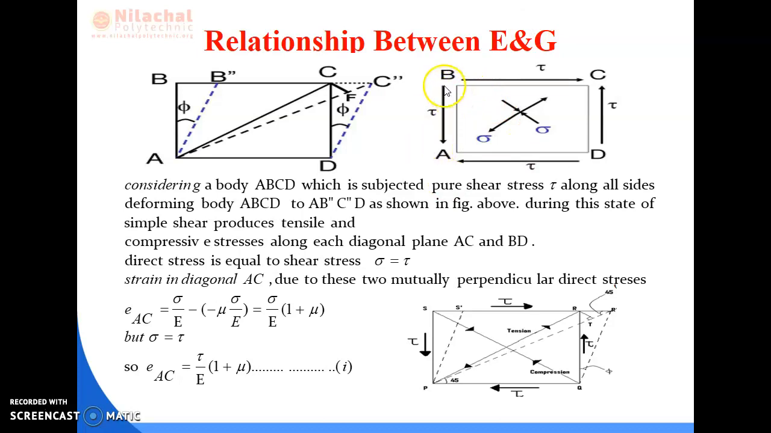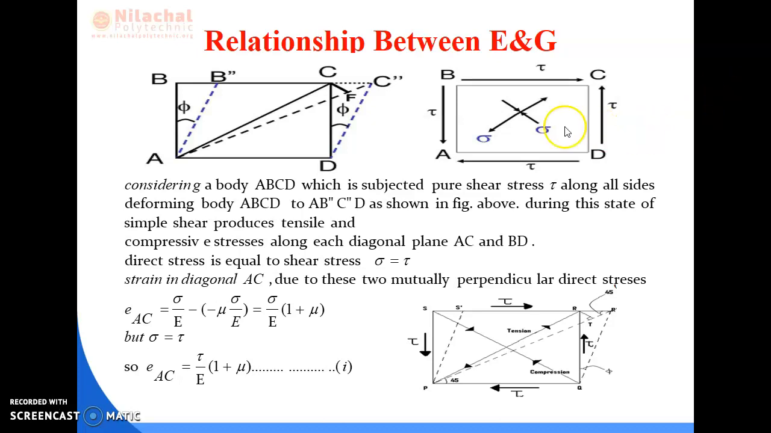The shear stresses BA and BC will cause a resultant force at diagonal BD. This will decrease the diagonal BD at point B. Similarly, the shear stresses DC and DA also cause a resultant stress, and this will decrease the diagonal BD at point D. In this way, when the body is subjected to simple shear, two types of stresses are caused along the diagonals BD and AC.